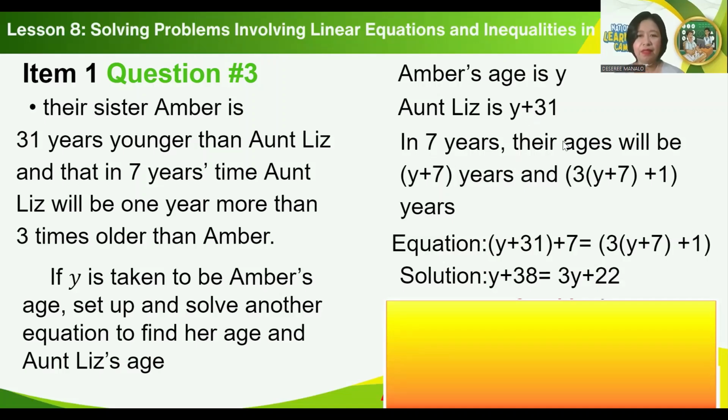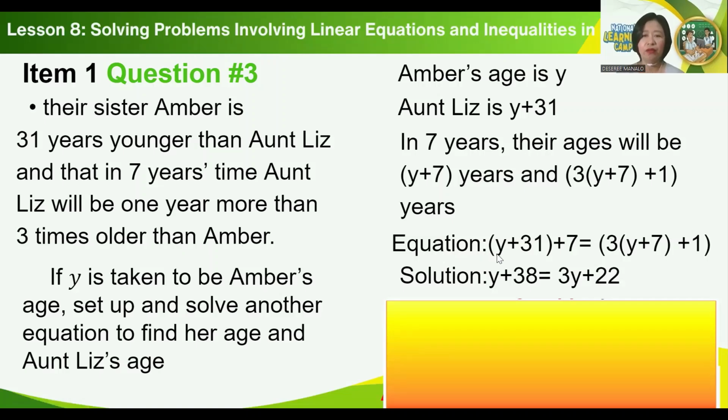Then in 7 years, their ages will be, Amber's is y plus 7, and then Aunt Liz will be 3 times the quantity of y plus 7 plus 1. Since it is said here, 3 times older than Amber, and Amber's age in 7 years is y plus 7, that's why we multiply 3 by y plus 7 and then plus 1.